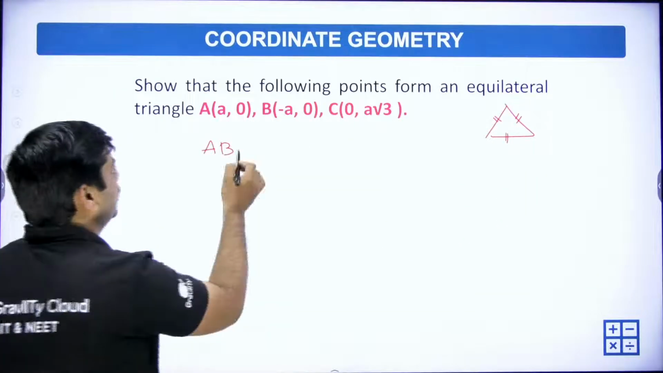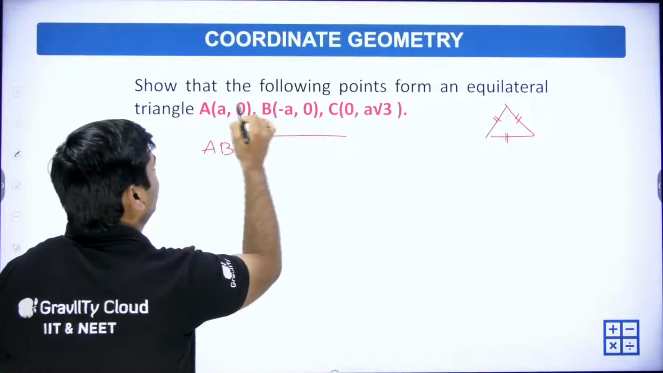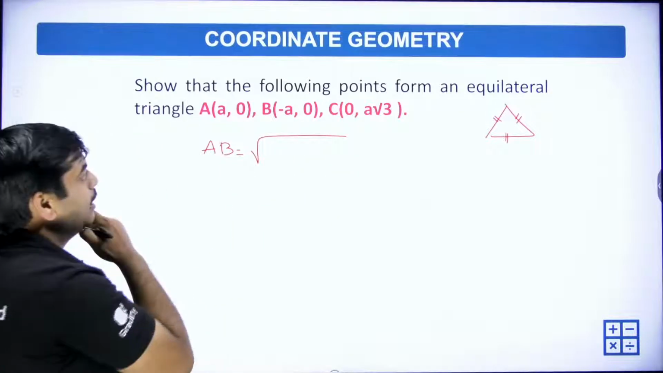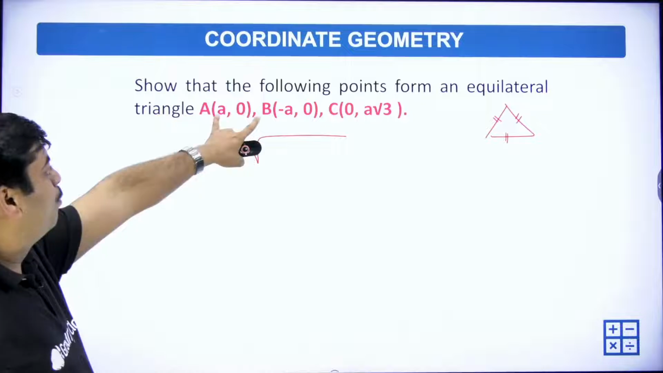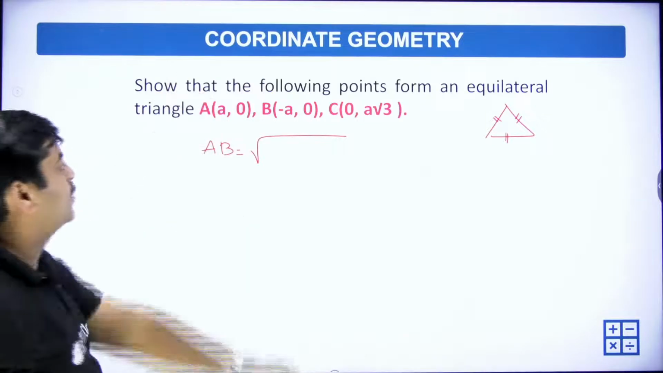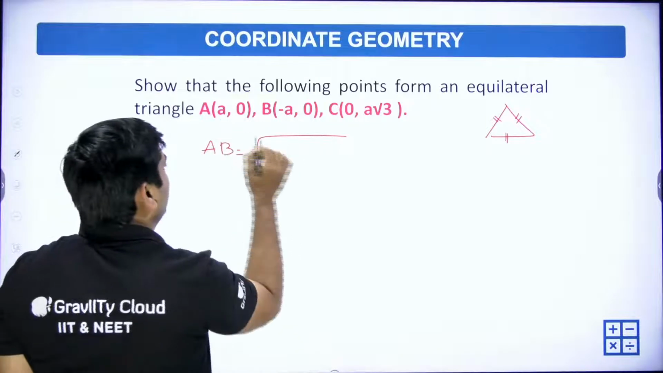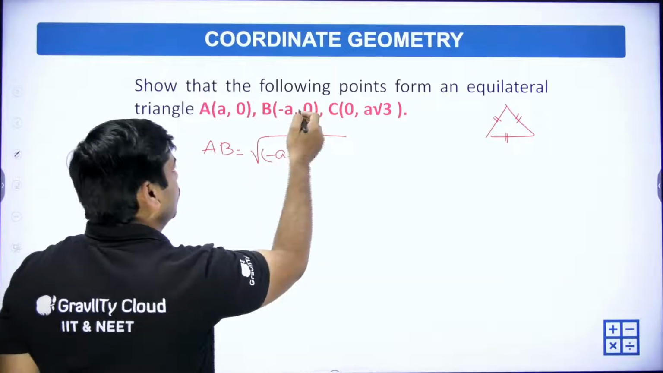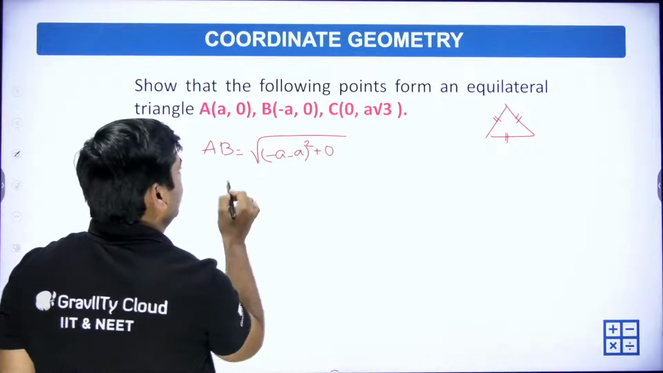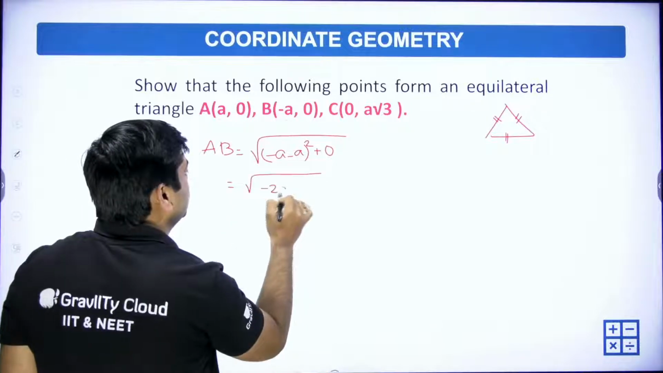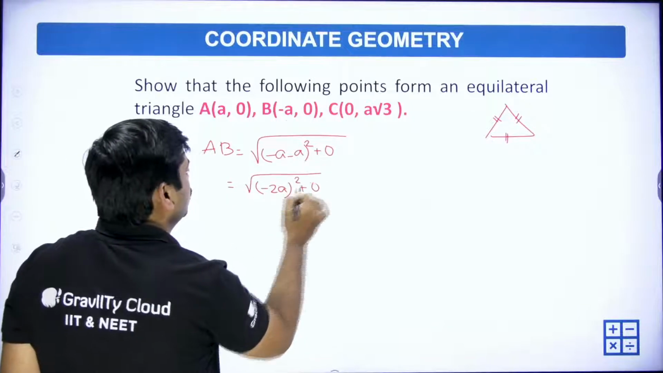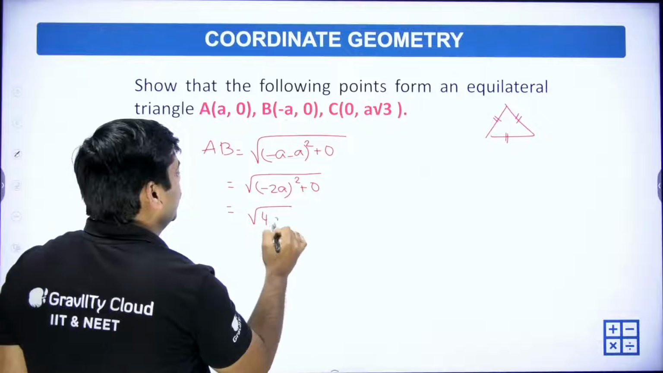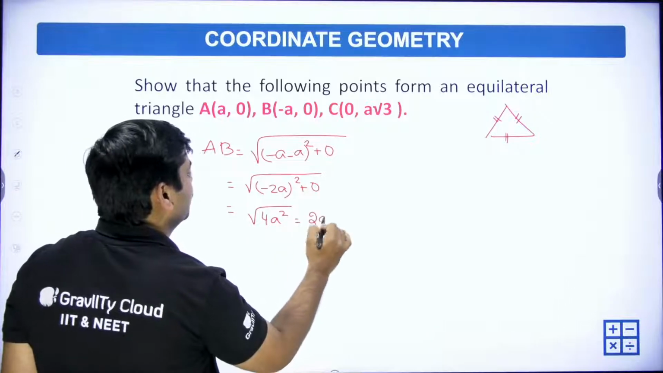So what is AB? Root over minus A. I think it's not required to do all those steps. These are points on the x-axis, but still let's try to do that. Minus A whole square, and 0 minus 0 is 0 square. So minus 2A whole square plus 0. That will give you root over 4A square, which gives you 2A.